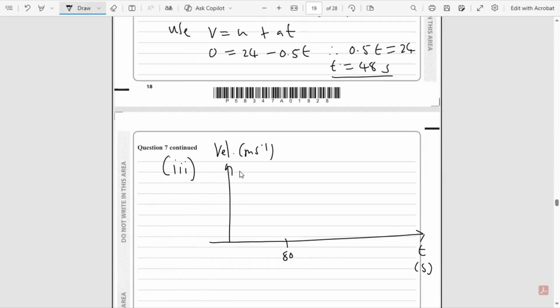And we're going to be accelerating, constant acceleration like that. So it'll be a straight line graph like that. This will be our speed of 24 that we worked out. And then we will be traveling along for a little bit. And then there will be a deceleration.